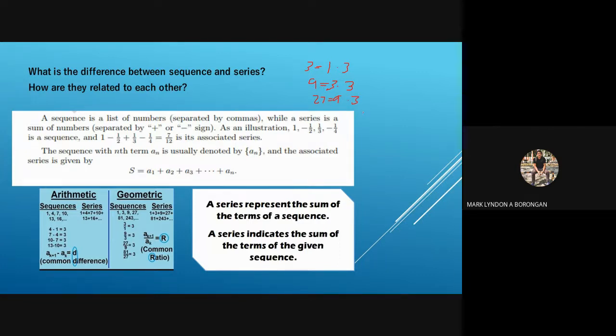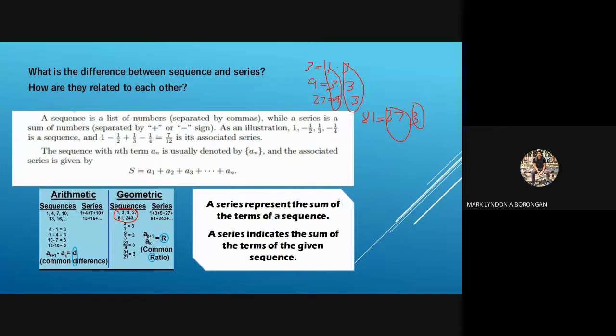Next, 81, you have there 27 and 3. So as you can see there, the common multiplier is 3. Di ba? So it can be written as 81, 27, 9, 3. Di ba? Makita man ninyo. Therefore, ang number nga nag-multiply siya or number nga common silang tanan, which is called the common ratio, is 3.